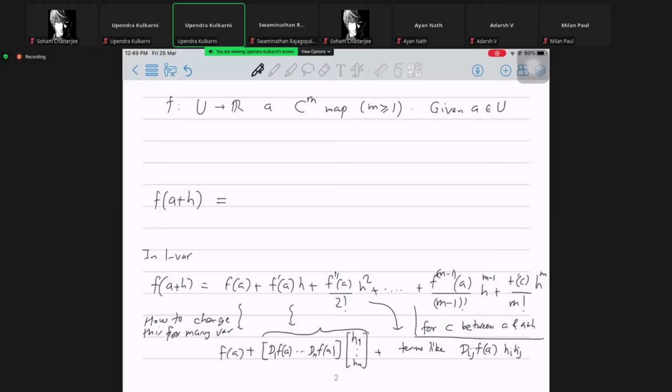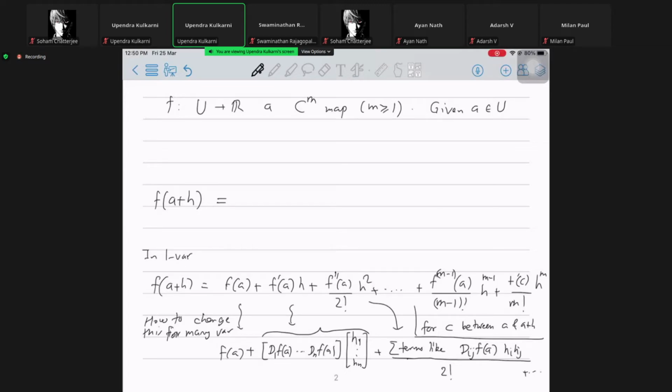And of course, that should be divided by... So summation of terms like that, divided by, now, okay, divided by 2 factorial times what? Okay, I already wrote H I H G and so on. It is going to go in this fashion, correct?